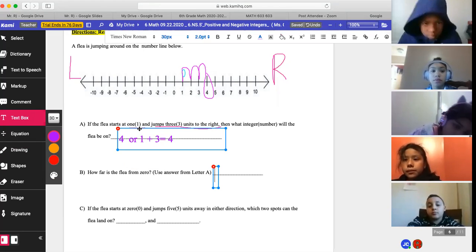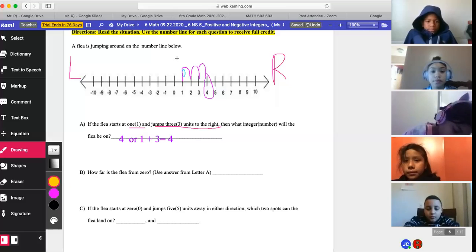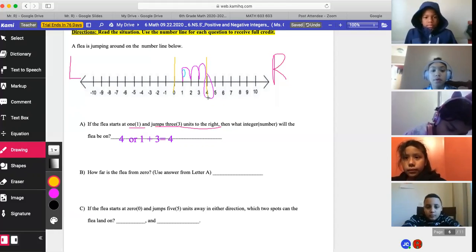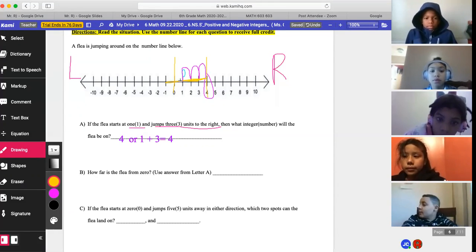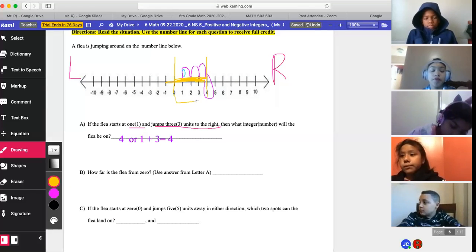How far is the flea from 0, Givelli? How many spaces? Think about that. From 0, not from 1, from 0. 4. Thank you. Good.